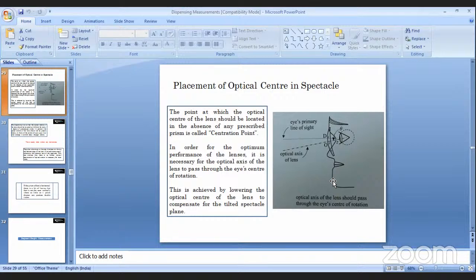Please remember, our spectacle frames are always tilted on the face. They always have a positive pantoscopic angle. This is to ensure a parallel relationship between the eye and the spectacle lenses. Now, when this kind of fitting has been done on the spectacle frame on the user's face, you must compensate for the distance, and this is done by lowering the optical center.